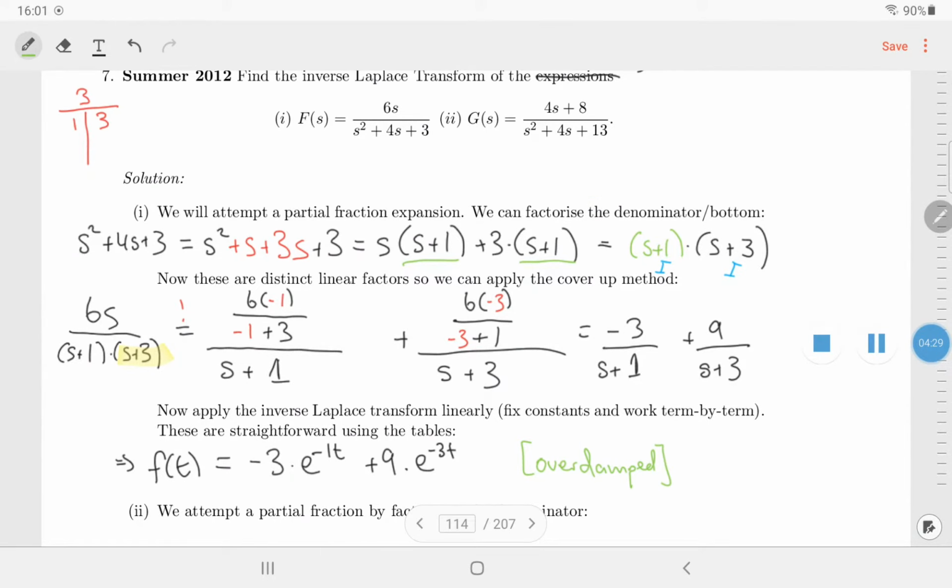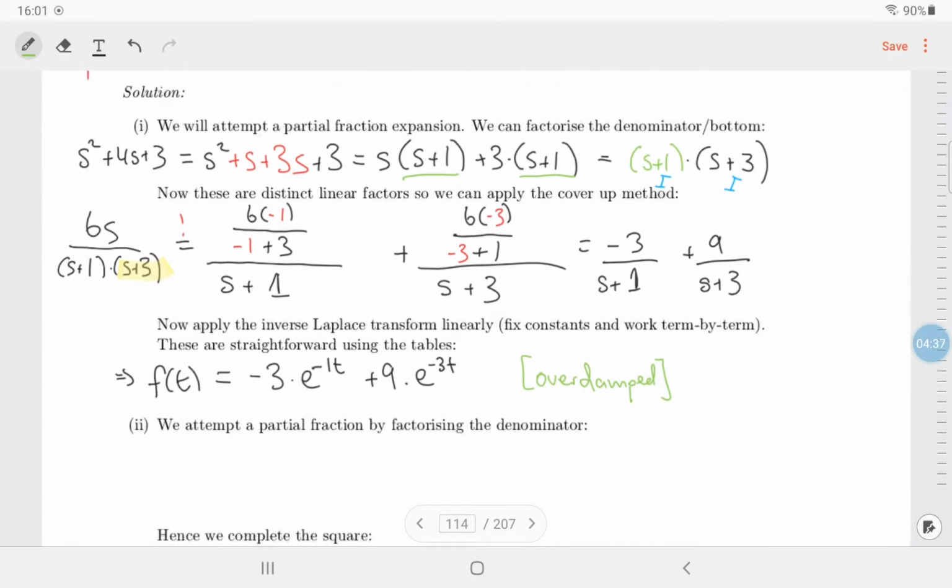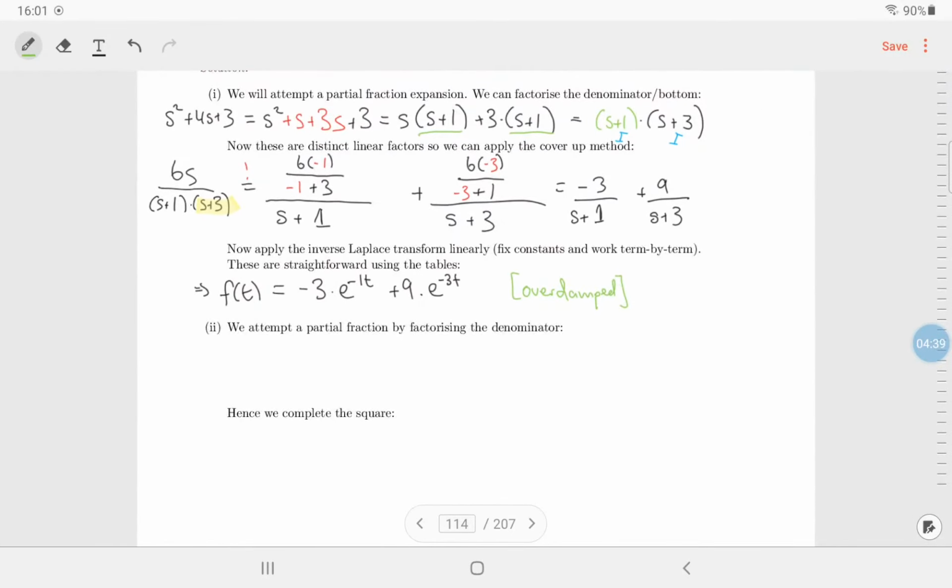Okay, now let's look at the other one. So similar story, we'll try and factorize the bottom of big G. So what we've got is s squared plus 4s plus 13.